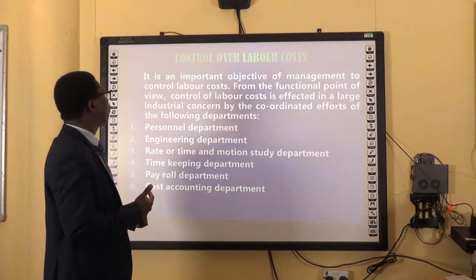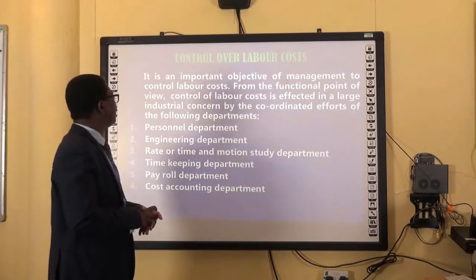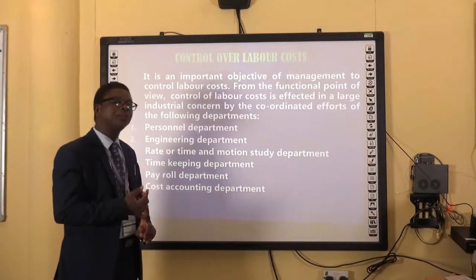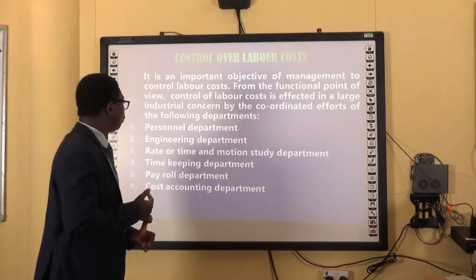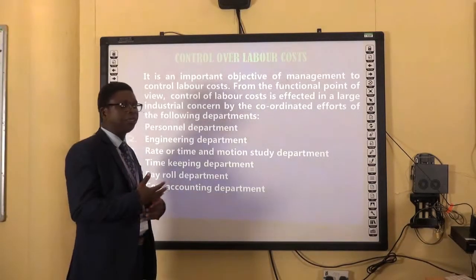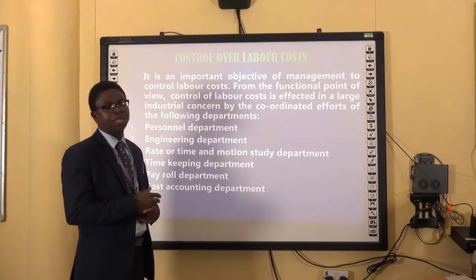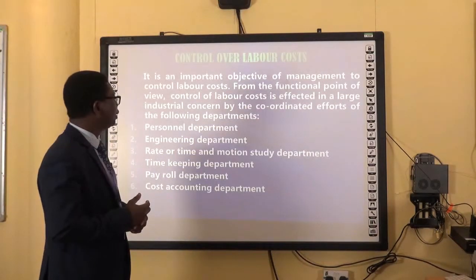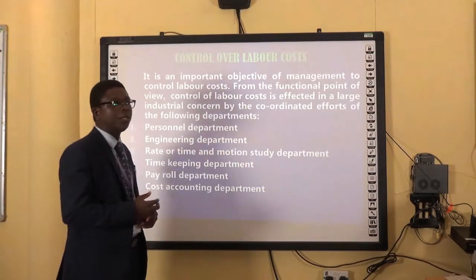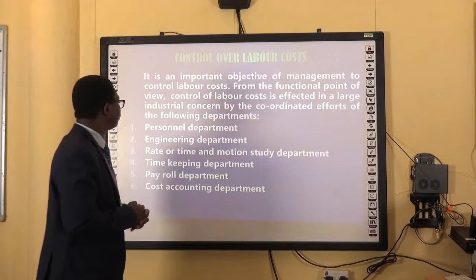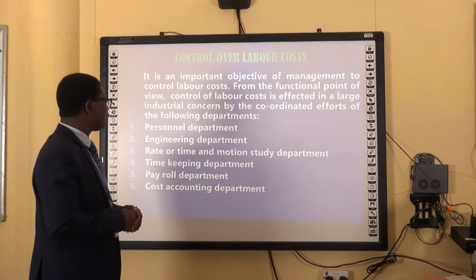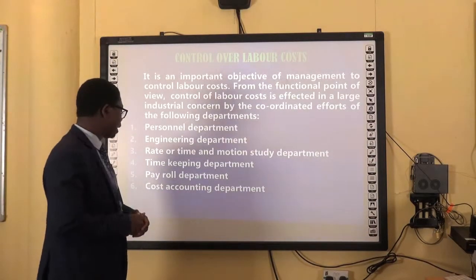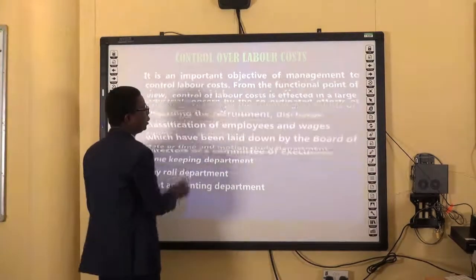From the functional point of view, control of labor costs is effected in the large industrial concern by the coordinated effort of the following departments. The personnel department is involved in cost control. For instance, you ensure that the right candidate is engaged, and after he has resumed his duty, is also given the right payment rate. Then we have the engineering department, the rate or time and motion study department, the timekeeping department, the payroll department, and then the cost accounting department.